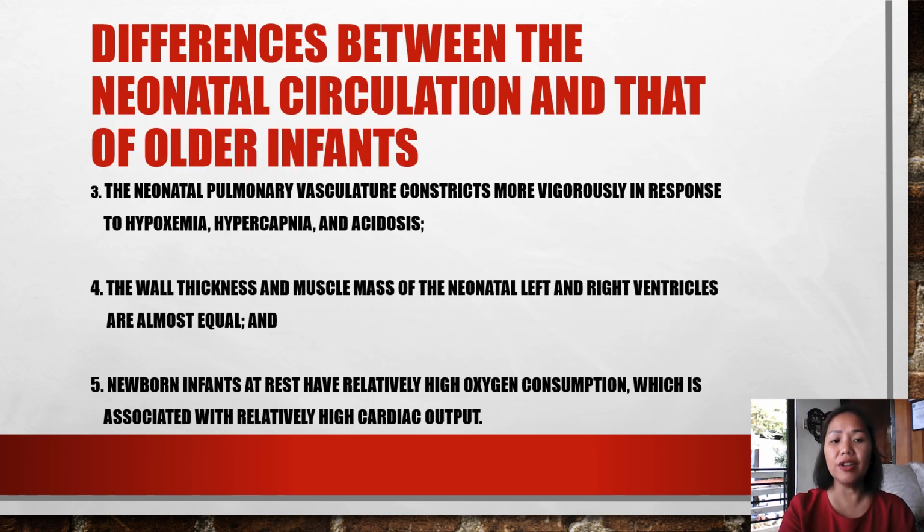Third, the neonatal pulmonary vasculature constricts more vigorously in response to hypoxemia, hypercapnia, and acidosis. Fourth, the wall thickness and muscle mass of the neonatal left and right ventricles are almost equal. And finally, fifth, newborn infants at rest have relatively high oxygen consumption, which is associated with relatively high cardiac output.